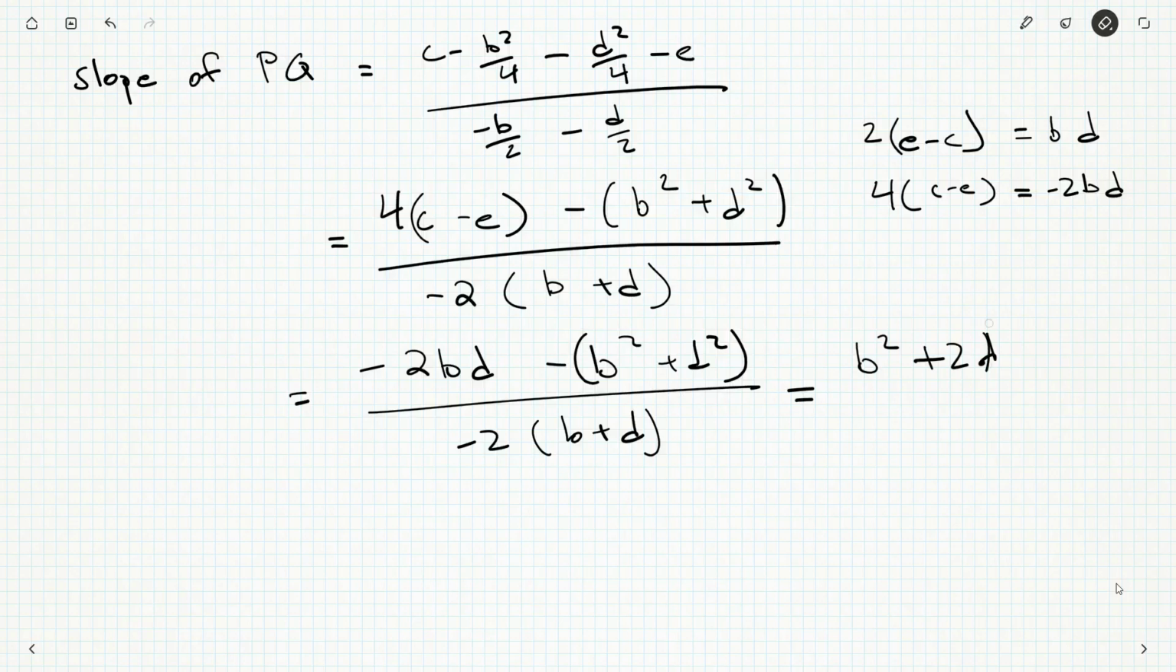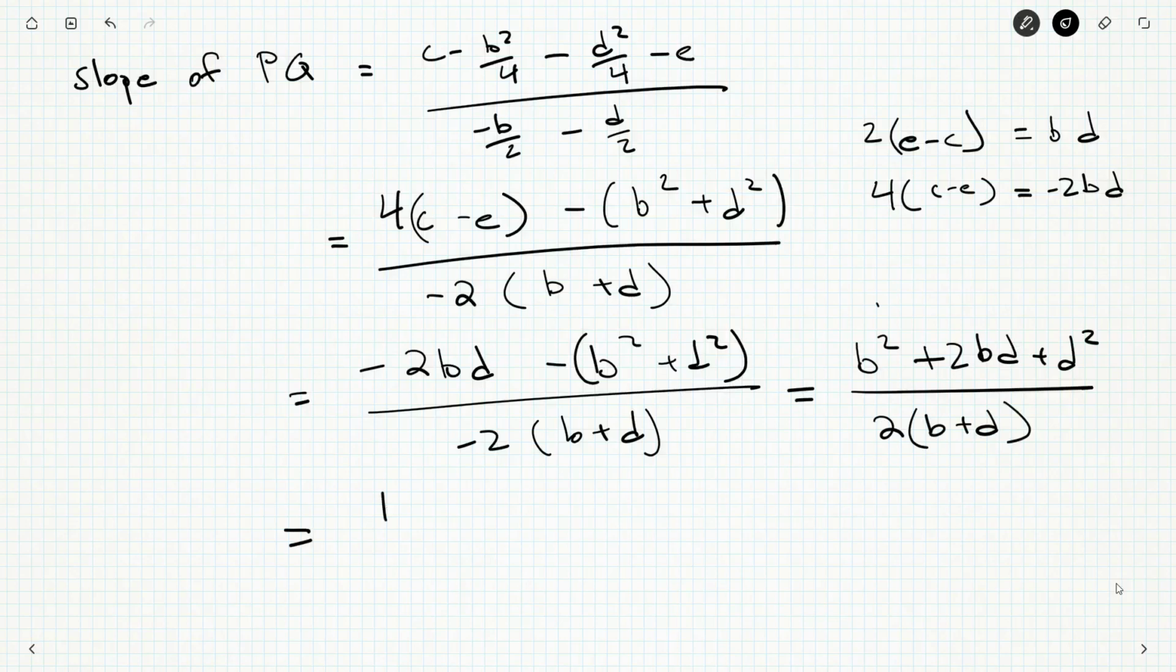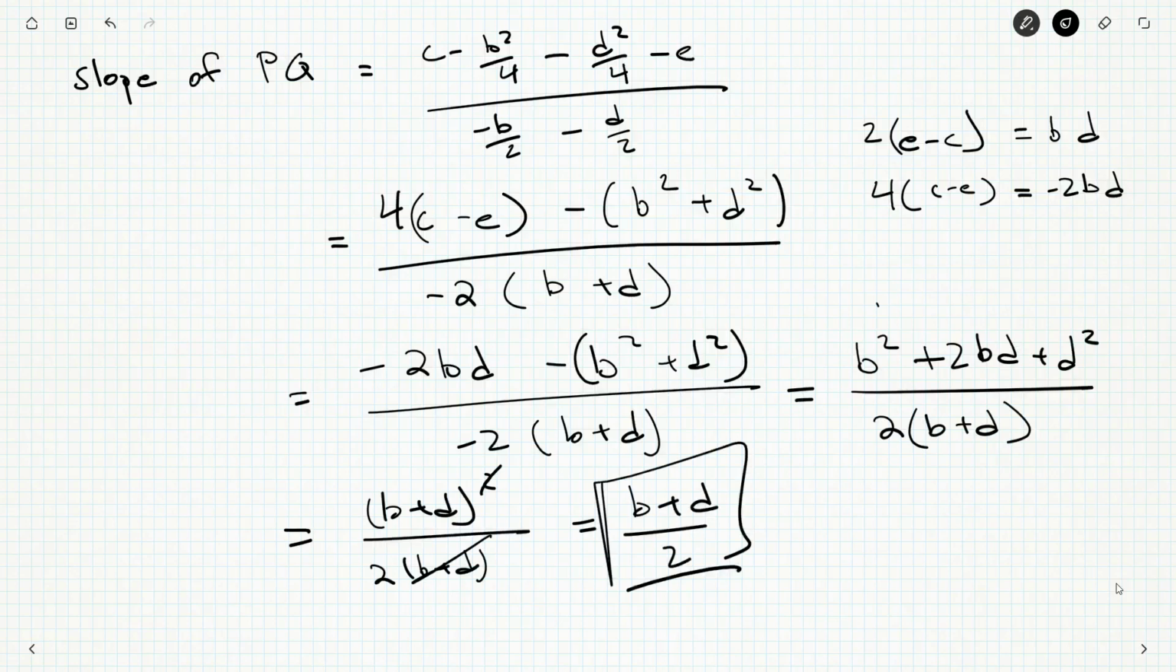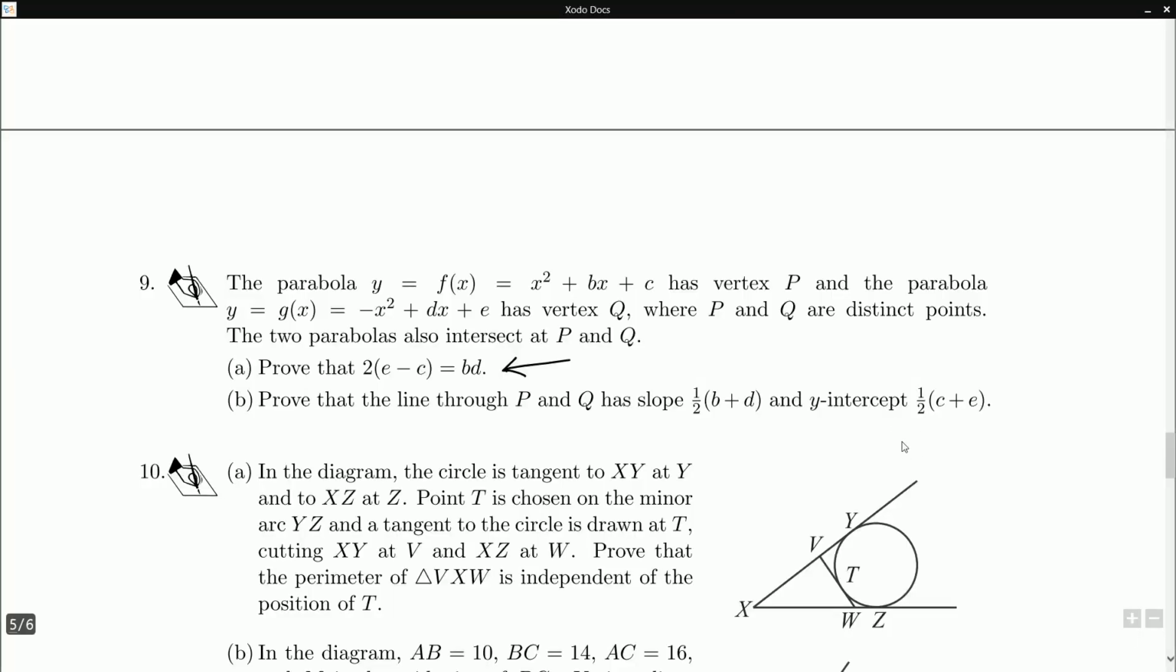So we'll get b squared plus 2bd plus d squared all over 2b plus d. But that top part is just b plus d all squared. So we're left with b plus d over 2. And that's exactly what they wanted us to show with the slope. And now using the slope, I suspect that we can get the last thing they wanted, which was the y-intercept.